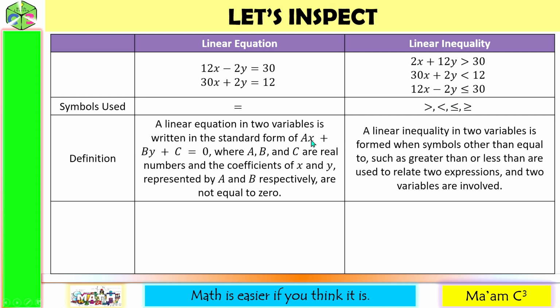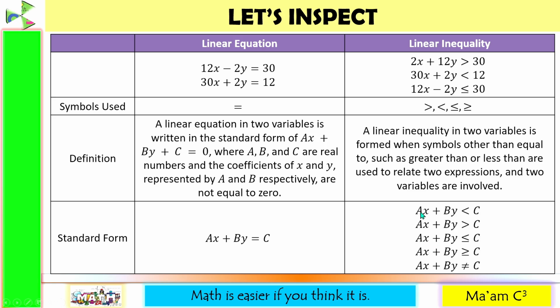So we mentioned here the standard form. The standard form of linear equation in two variables is ax plus by equals c, just like these two here. And for linear inequality in two variables, we have the following. Ax plus by is less than c, ax plus by is greater than c, ax plus by is less than or equal to c, ax plus by is greater than or equal to c, and ax plus by is not equal to c. Not equal is also an inequality sign.